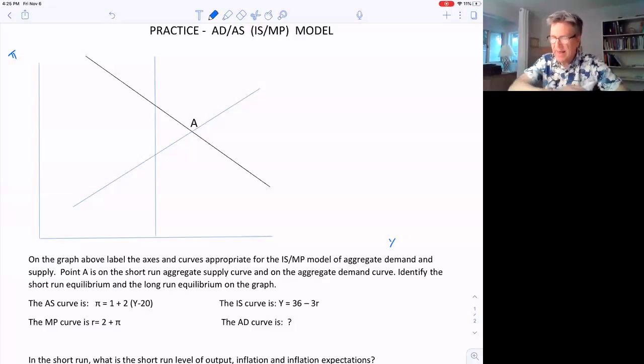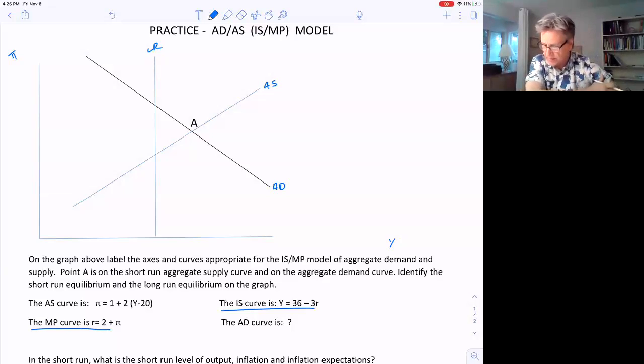And this point A is on the short run aggregate supply curve and on the aggregate demand curve, but it's not on the long run aggregate supply curve. And I've given you here the equation for the MP curve and the equation for the IS curve, and then the equation for the aggregate supply curve. So from this, we can say inflation expectations have to be equal to 1, and potential output has to be equal to 20.